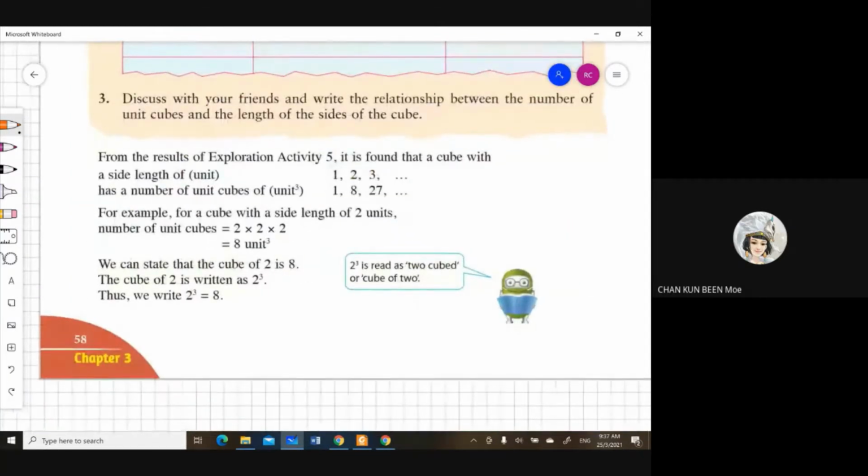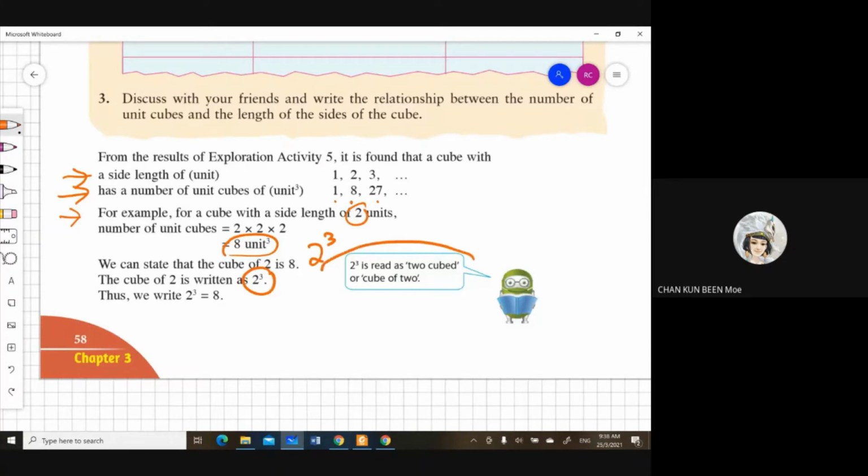Okay, then we continue over here. You can see you're given exploration activity 5 over here. The lengths of the set 1, 2, 3 have numbers of unit cubes of 1, 8, 27, like we have just now. So the example for a cube with a side of 2 units is 2 times 2 times 2, equal to 8 unit cubes. Then we can say the cube of 2 is equal to 8, and the cube of 2 is written as 2 to the power of 3, like this.